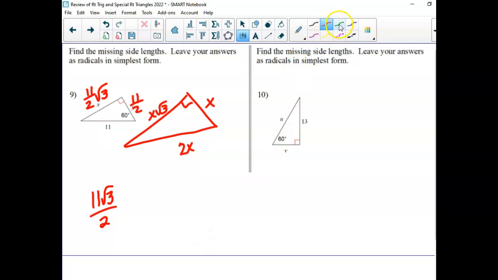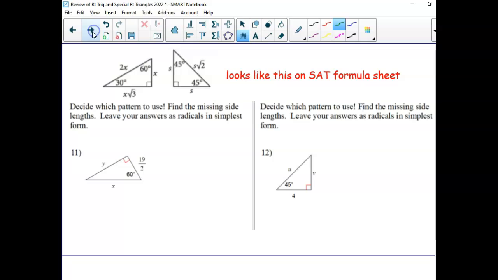All right, this is the really gross one. Hang on with me. This is supposed to say the short leg, which is v, times the square root of 3 is suddenly listed as 13. So what do we have to do? I'm going quick, but we have to divide by the square root of 3. All right, we will spend more time on this tomorrow.